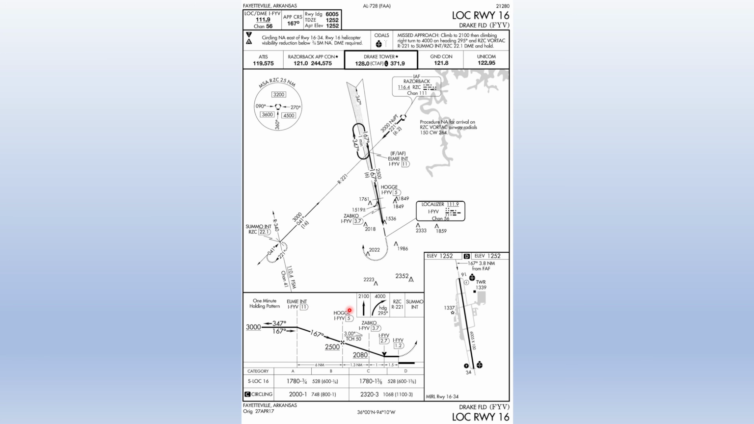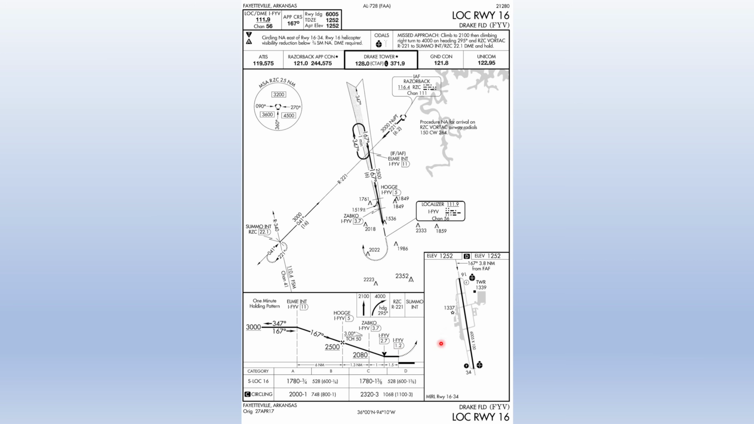Then Hog intersection is our final approach fix. That's identified with 5 DME. That is where we can start our descent down to, in this case, our step down fix. The step down fix is identified with 3.7 DME. Then our visual descent point is identified with 2.7 DME, and the runway threshold is identified with 1.2 DME, so that is our missed approach point.